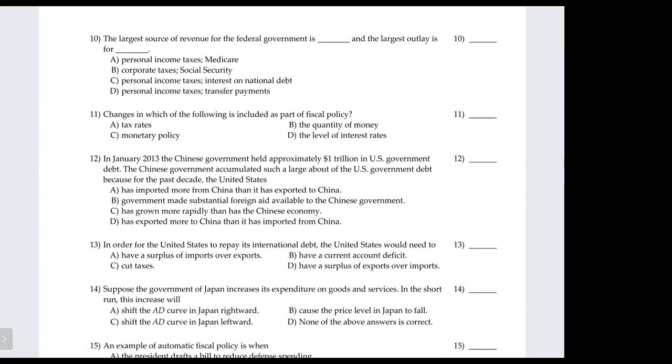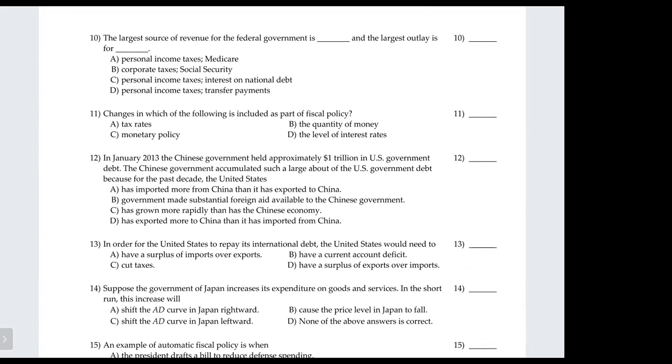Number 10, the largest source of revenue. So this is the same question as before, okay? So its answer is D. 11, change in which of the following is included as part of fiscal policy? So the answer is A, right? So B, the quantity of money, that's called monetary policy. The level of interest rate is also part of monetary policy.